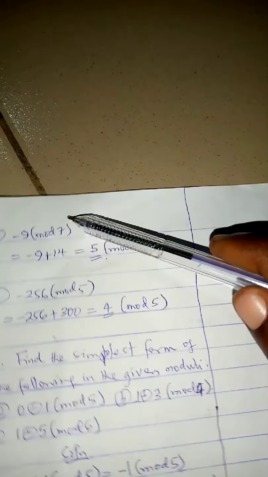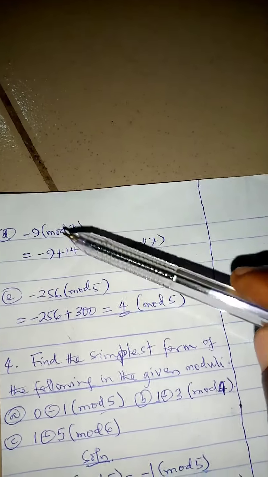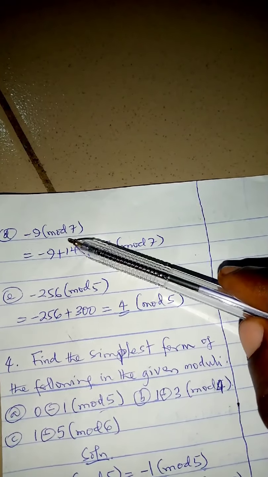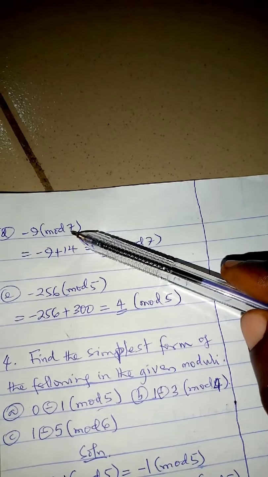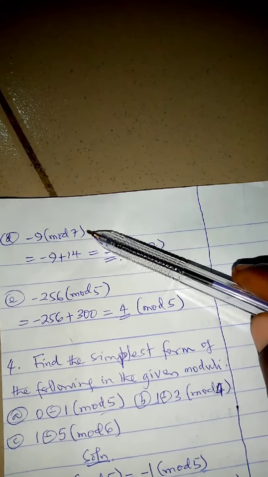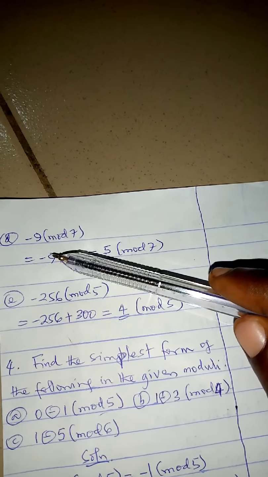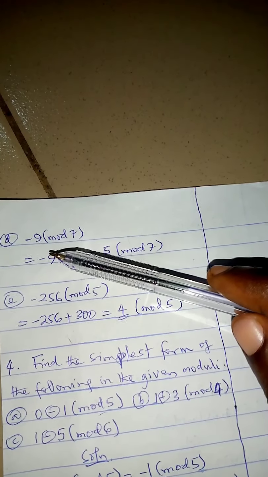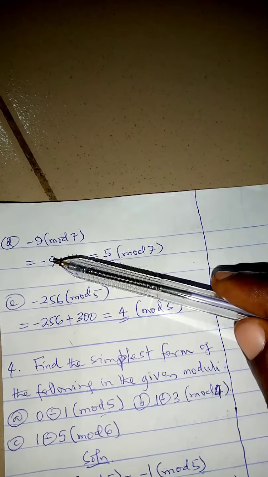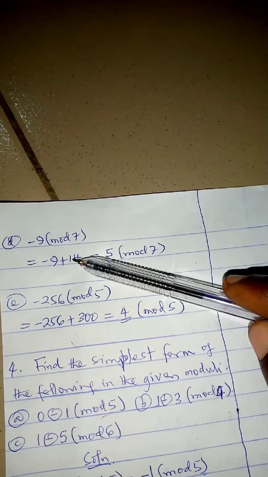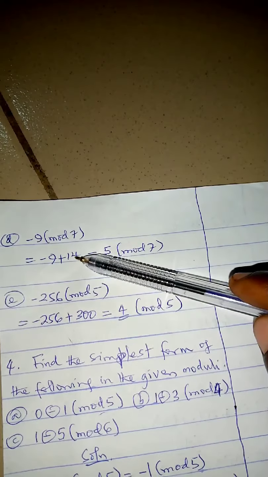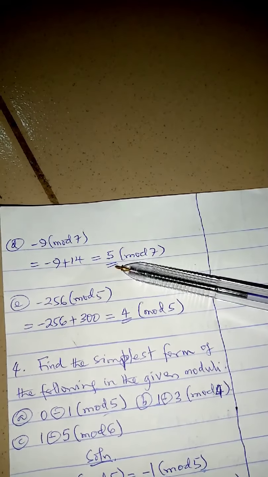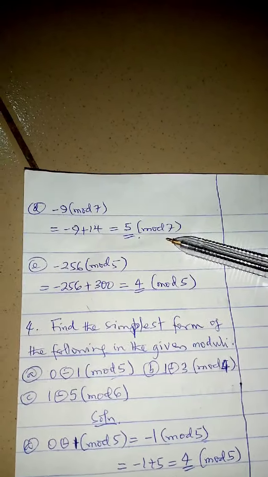For minus 9 in mode 7, when you add 7 to minus 9 it gives minus 2. You have to add 7 again to finally have 5. Or you just add the multiple of 7 that will give you a positive number that is less than 7 to minus 9. In this case, we use 14. Minus 9 plus 14 will give you 5, which is less than this.